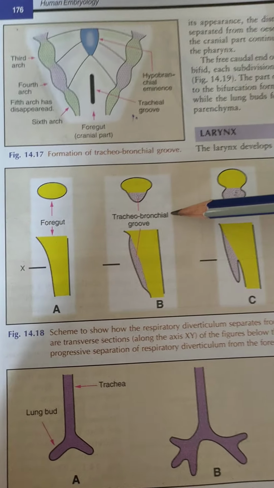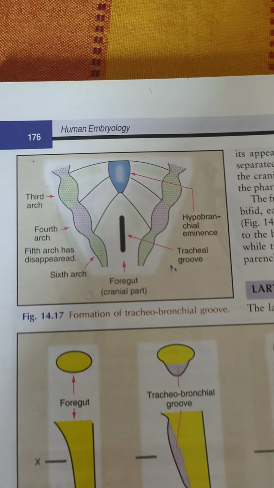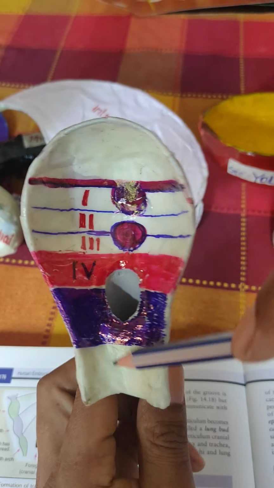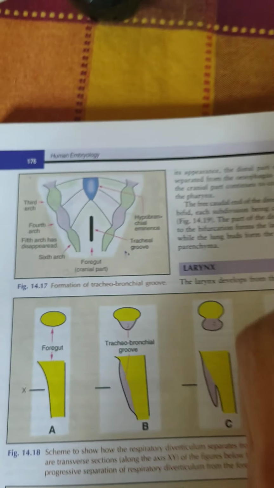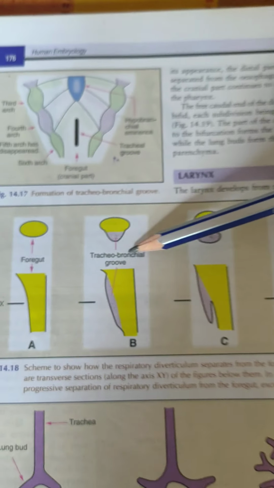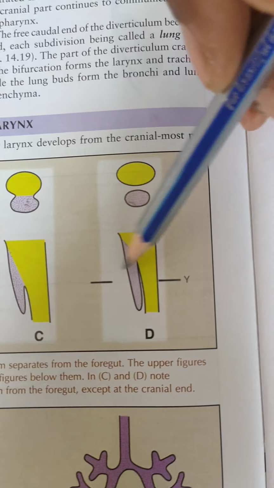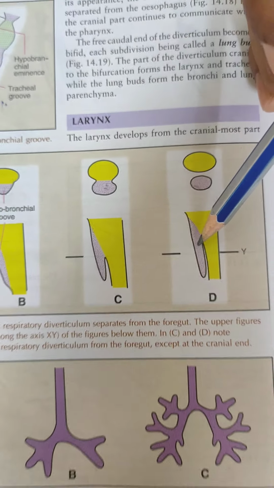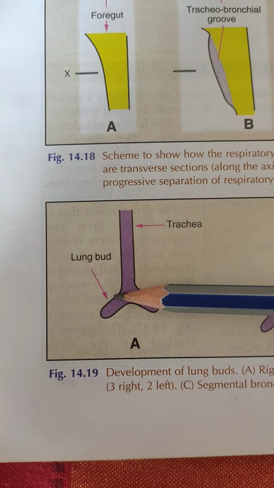This one is the tracheobronchial groove. First of all, it is called tracheal groove. This is the pharyngeal arch, first, second, third, fourth, and sixth. So this is the tracheal groove. From this tracheal groove, this is the diverticulum. This is called tracheobronchial groove, and from this there will be the diverticulum. This is called respiratory diverticulum. So from this respiratory diverticulum, there will be formation of the trachea and lung bud.